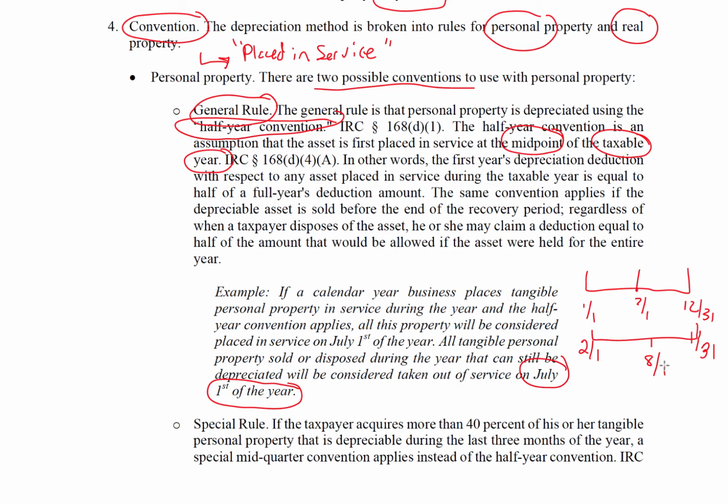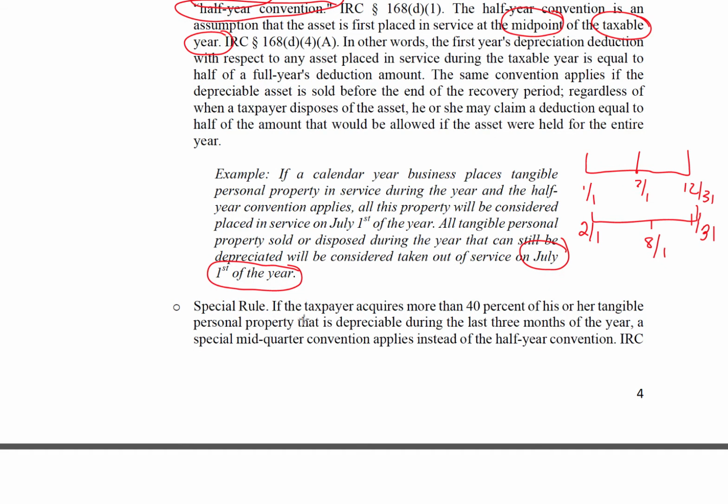Now, there's a special rule to this, a special exception to this, that says that if the taxpayer acquires more than, it's not equal to, it's more than 40% of his or her, or its, if it's a corporation, tangible personal property. That's all we're looking at. Tangible personal property, not real property. This is very important. It seems that practitioners, students, they always mess this up. It has to be more than 40% of tangible personal property.